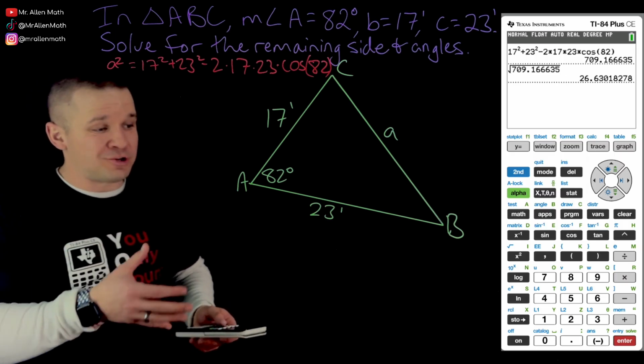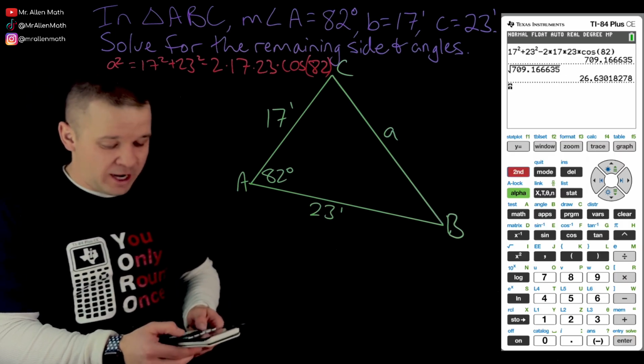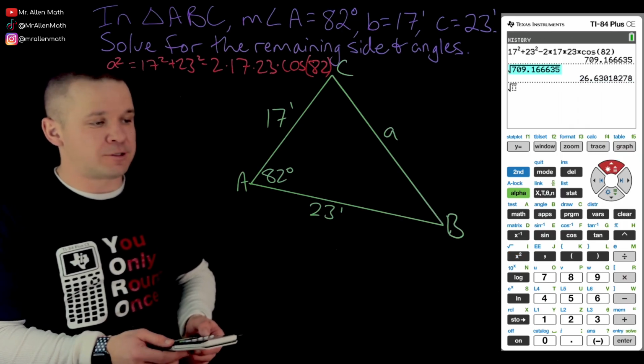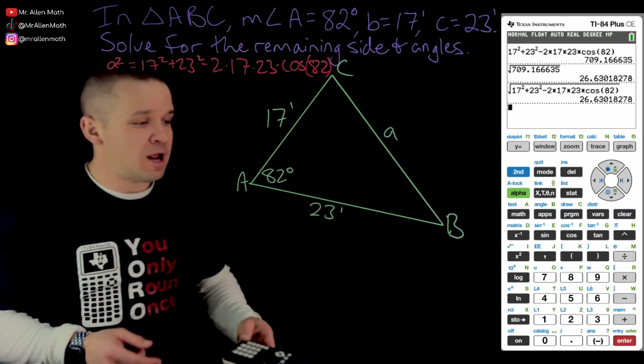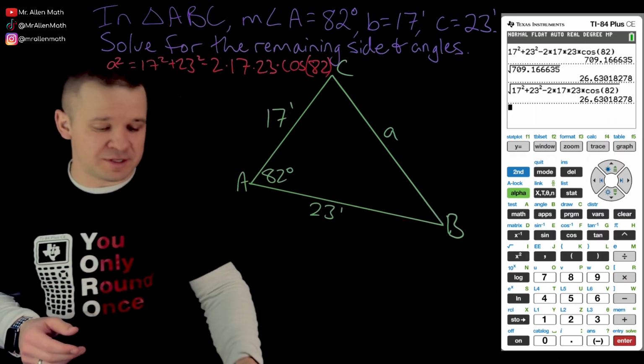You could also just type it all in at once. What I could have done is type the square root first. I'm just going to copy it. I don't feel like typing it all again. But I could type it all into the square root. Either way, you will get the same answer here.